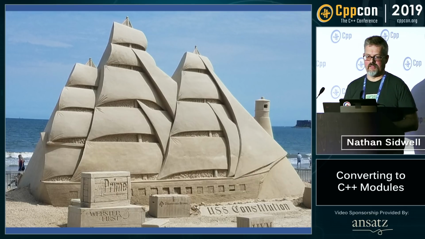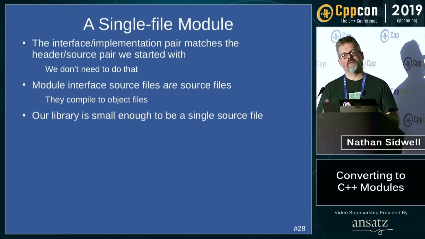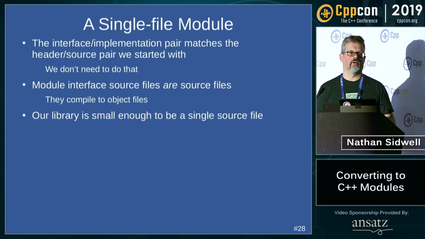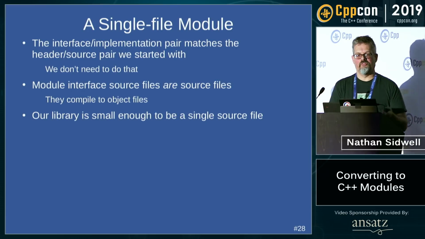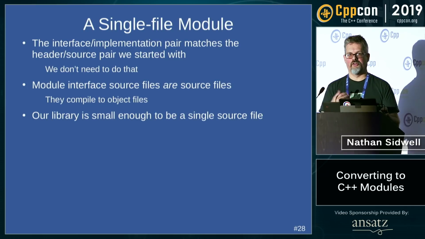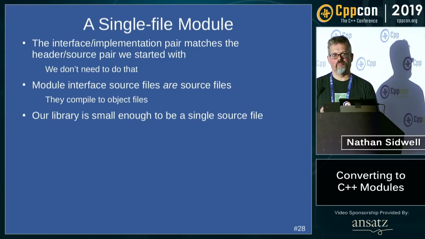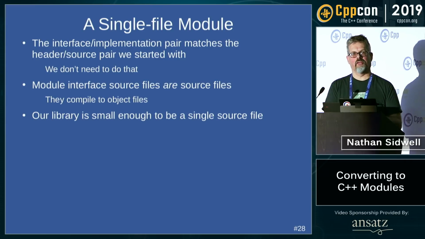Anyway, right, so this library is quite a small library. It's a few thousand lines of code. But when it was a header file, we maintained a header file and source file pair, because that's how header files and libraries work. And we've copied that model over into module land with an interface file and an implementation file. But we don't really need to do that. We could put all our implementation in the single interface file. There's nothing wrong with it.